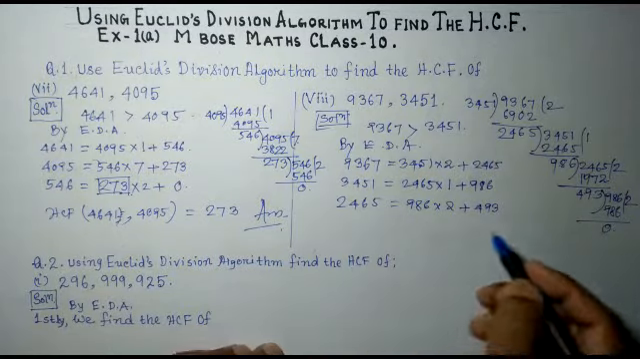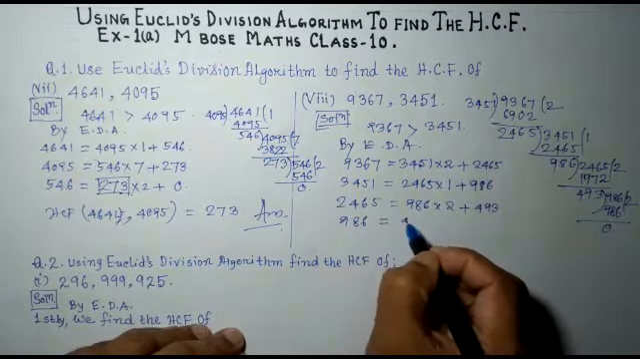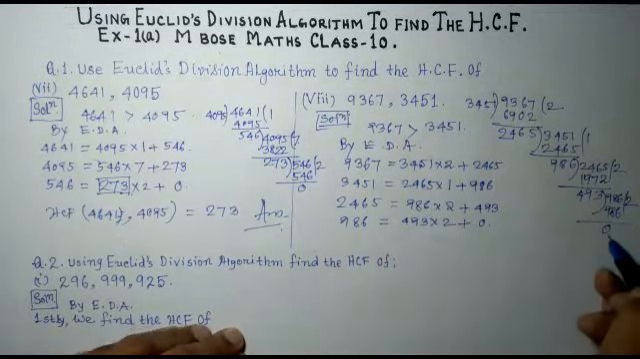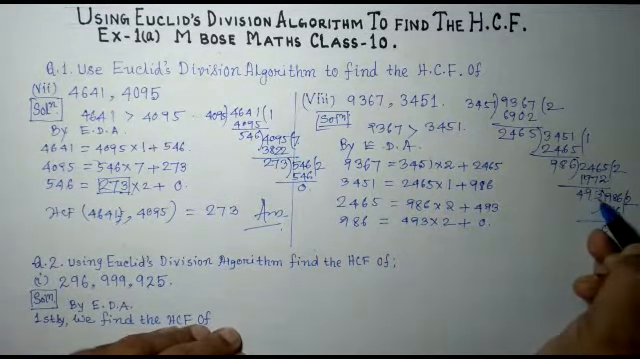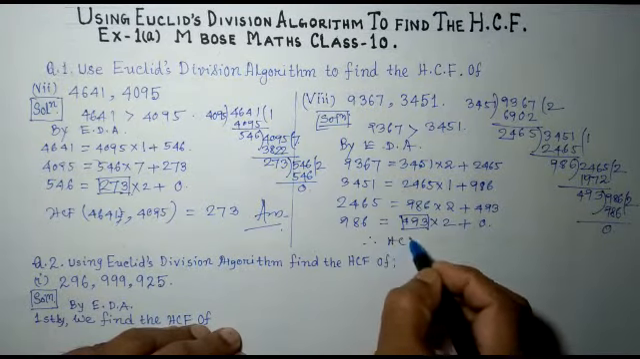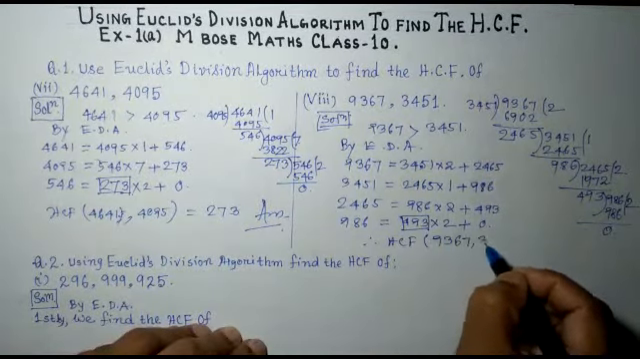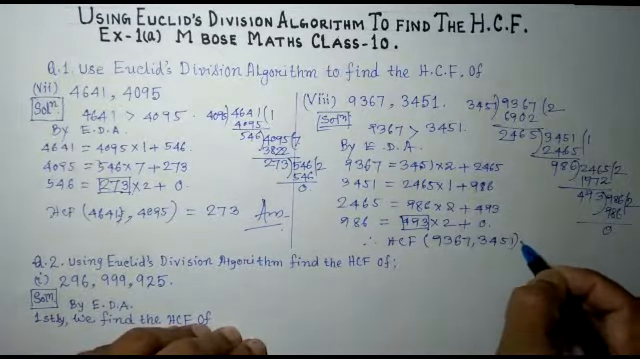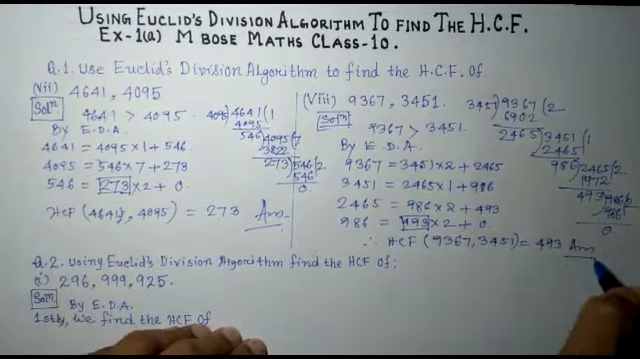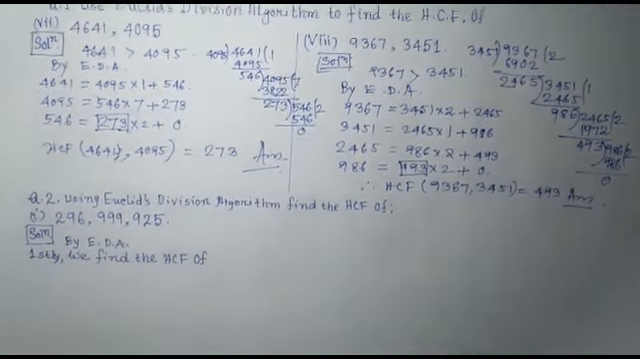So we can write for this: 986 is equal to 493 into 2 plus 0. So we got the remainder 0. So this 493 is the H.C.F. We can make a box to show it, and we can write: therefore H.C.F of these two numbers 9367 and 3451 is 493, and that is our answer. So next, look at question number 2. So doing question number 2, let's adjust.